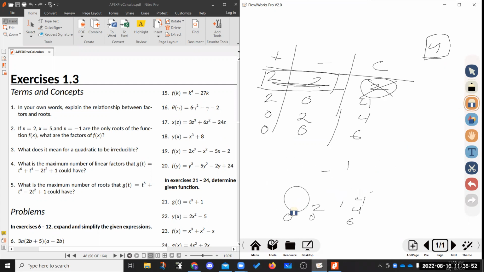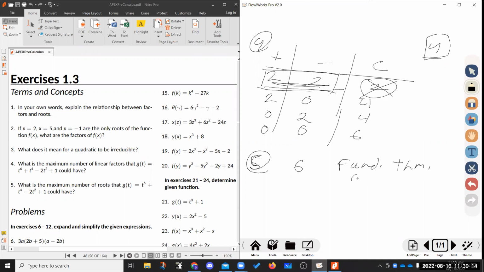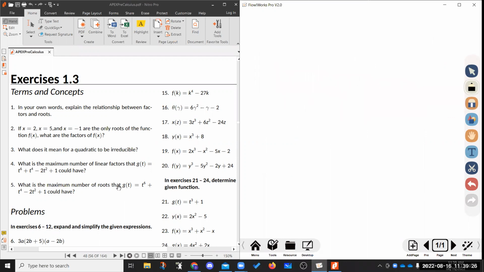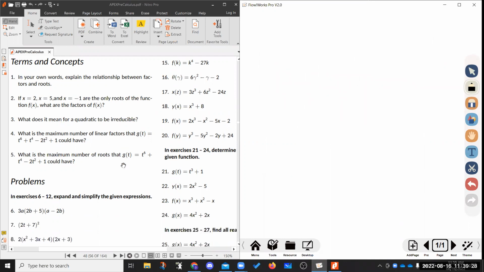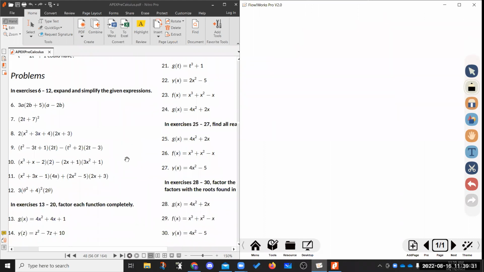Now the maximum number of roots includes the complex roots. So the maximum number of roots that it can have, which includes all the complex numbers, is going to be 6. For number 4, the maximum number of linear factors is going to be 4. For number 5, the maximum number of roots is going to be 6. And this is the fundamental theorem of algebra. It tells me that it's going to be the degree n there. There are going to be exactly 6 roots to it, real or complex. It doesn't say anything here about rational or real or anything like that, so I'm going to assume that's talking about all of them, even complex.